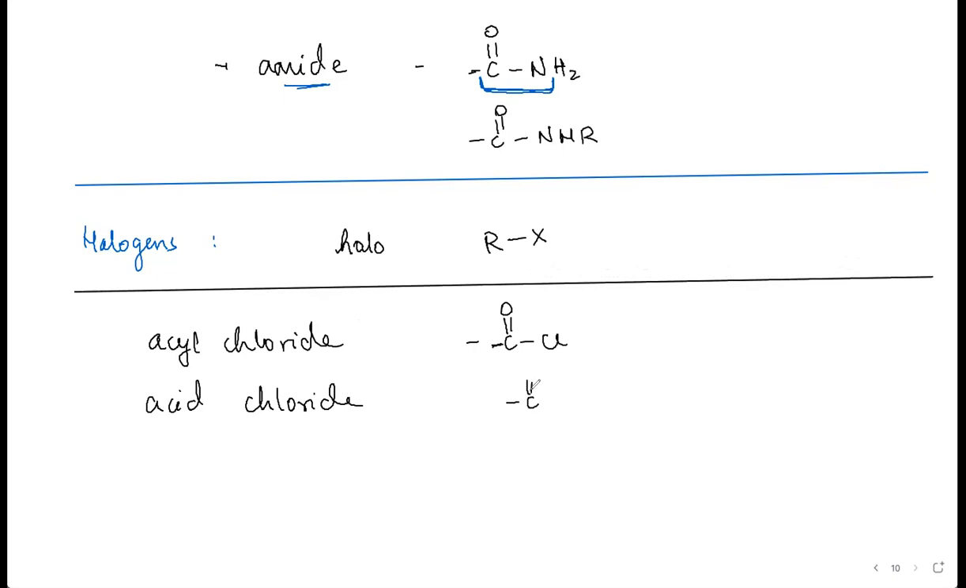So when you have an acid group substituted with a chloride, what else do you have? You have acid anhydride.